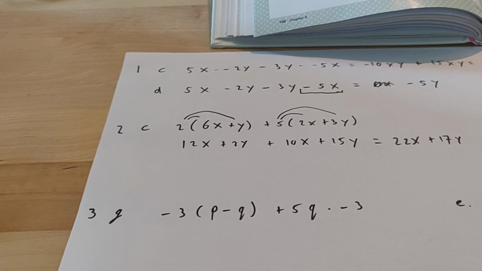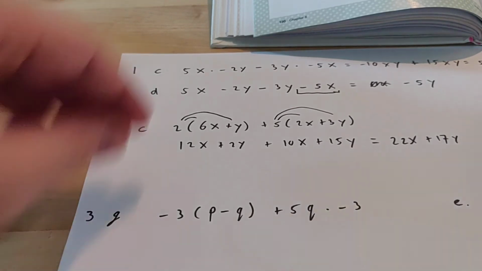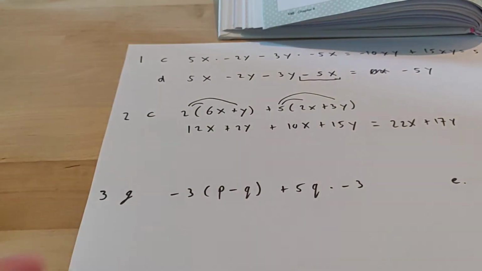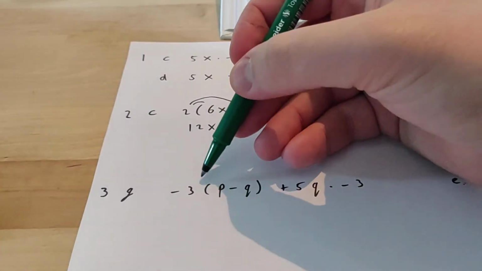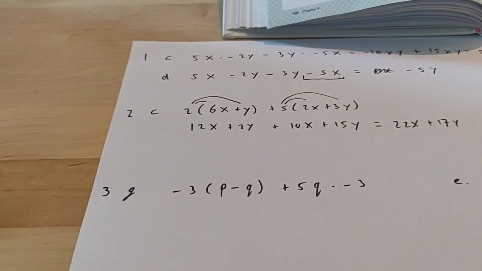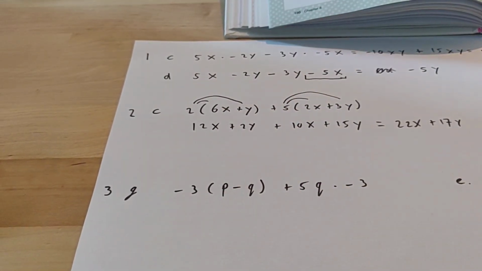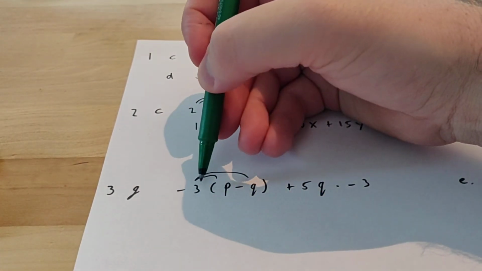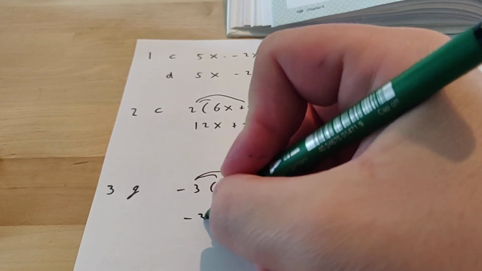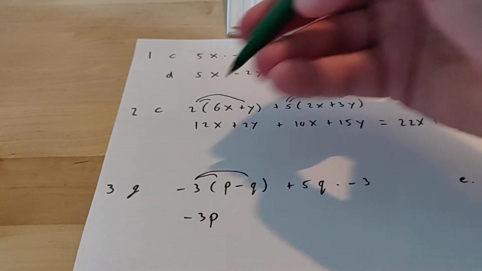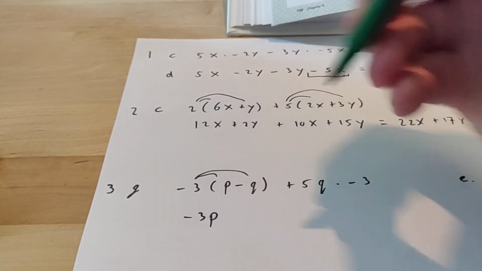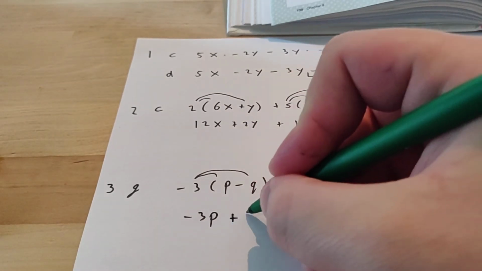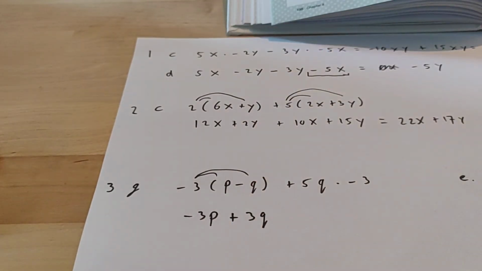I selected G and E. I'm going to do G first, so a bit of a weird order. I don't know if you mind. Here we see brackets and also just something with times. But if you think of the order of operations, first we have to do brackets. So we're going to do minus 3 times p, that's minus 3p. And then we're going to do minus 3 times minus q, so that's plus 3q.